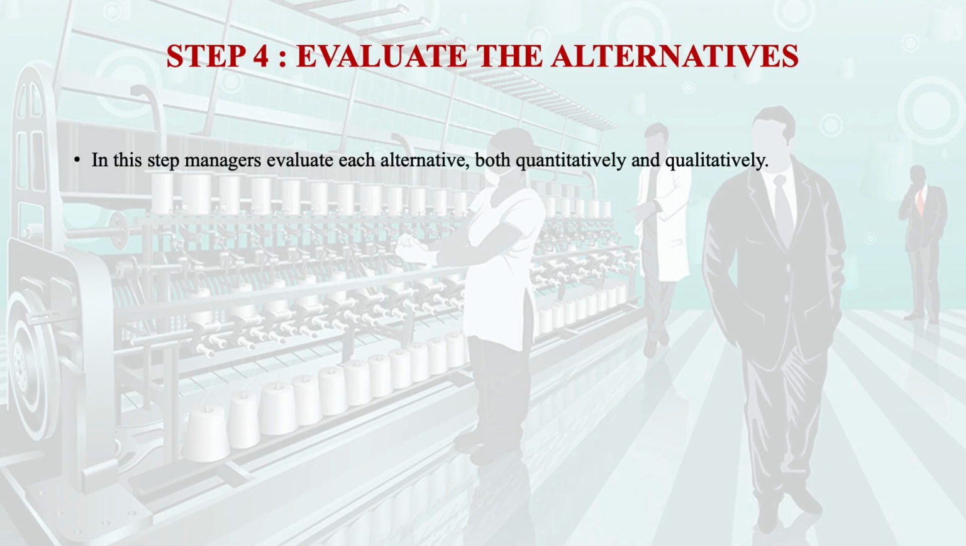Another important step is to evaluate the alternatives. And it is the most important step, because you have already identified the several alternatives. Now you have to find the best alternative. In this step, managers have to use their skill to evaluate each alternative both quantitatively and qualitatively. Now we will see how it can be done.